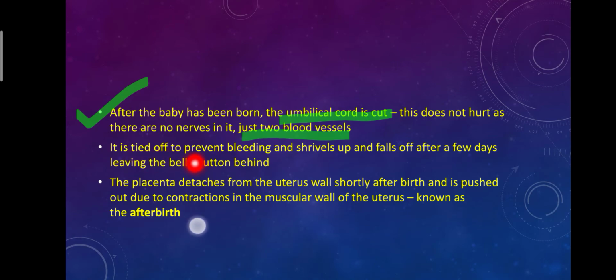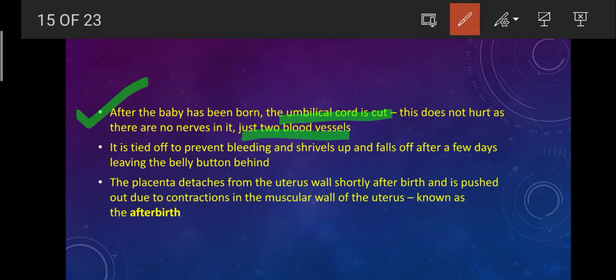It shrivels up and falls off after a few days, leaving the belly button behind. So the umbilical cord is tied up and then it falls off after a few days. Then the belly button is left behind.